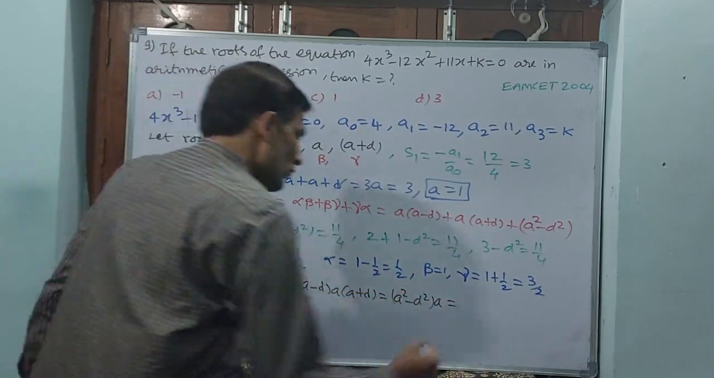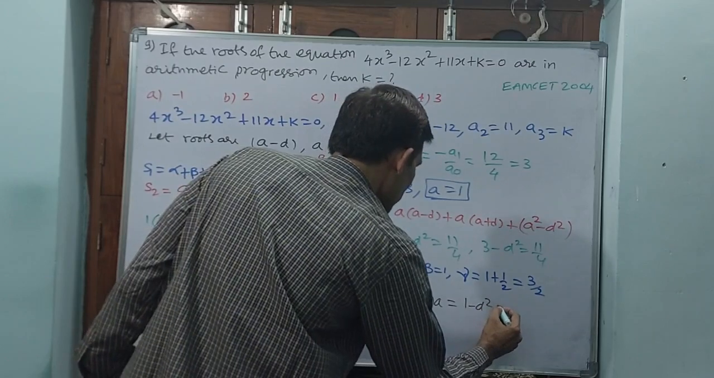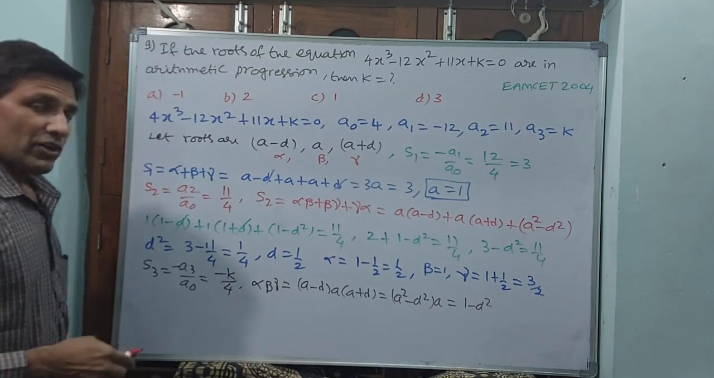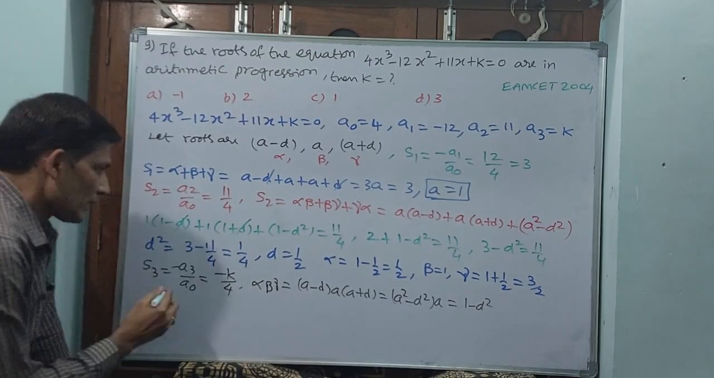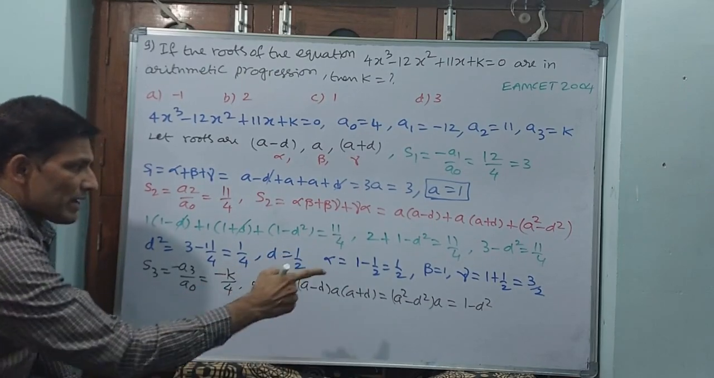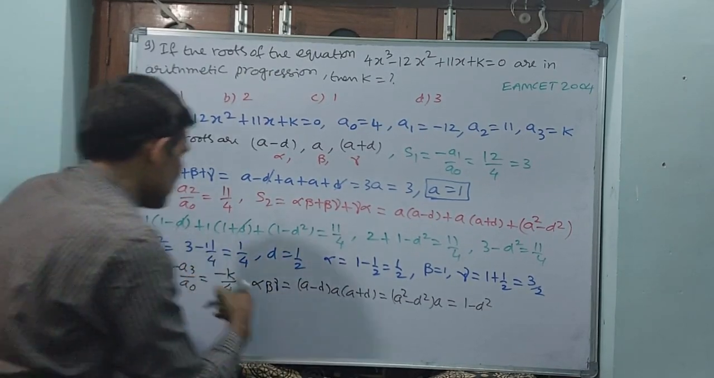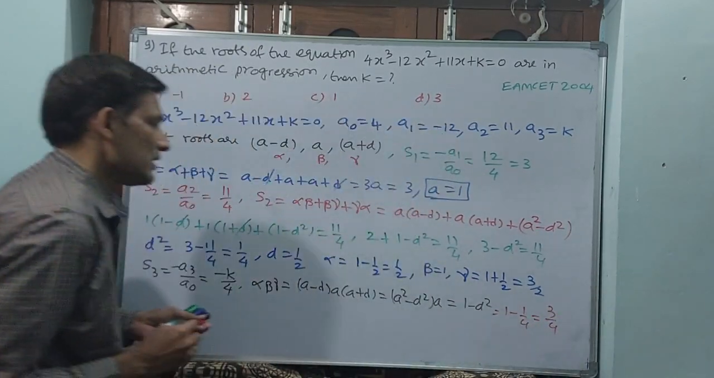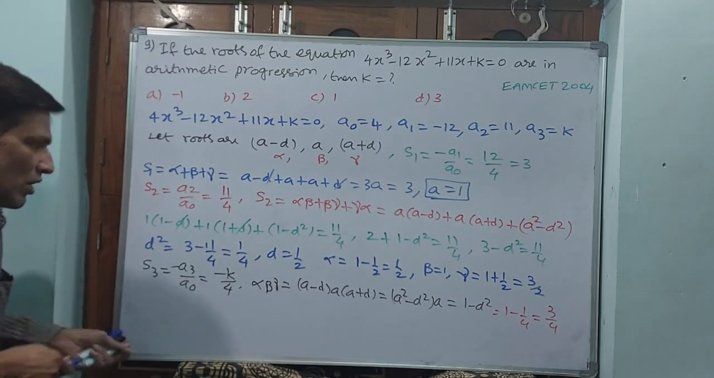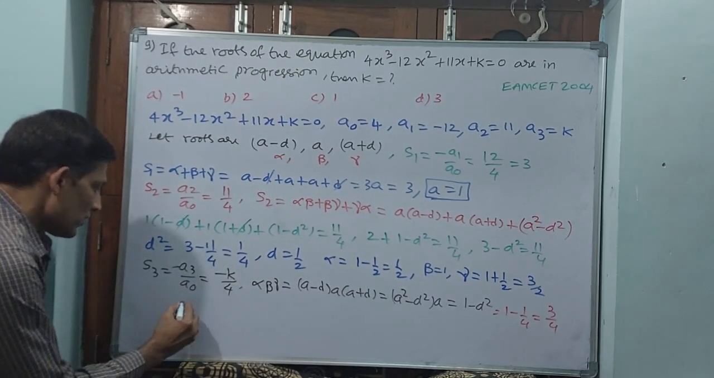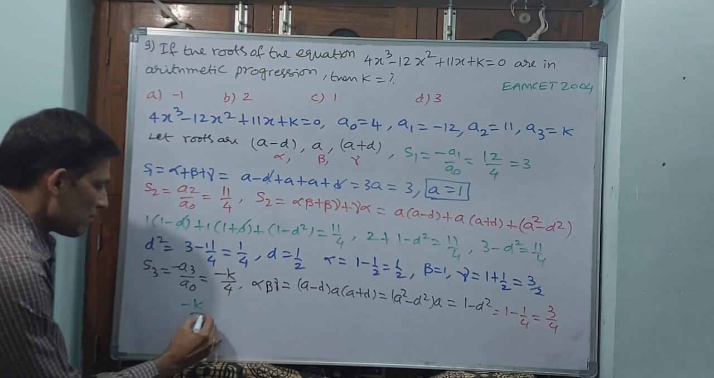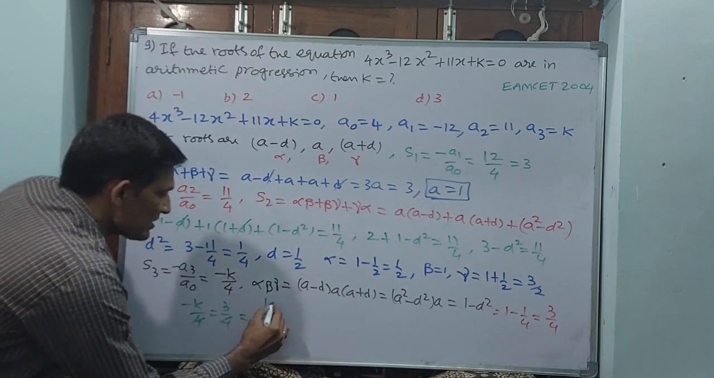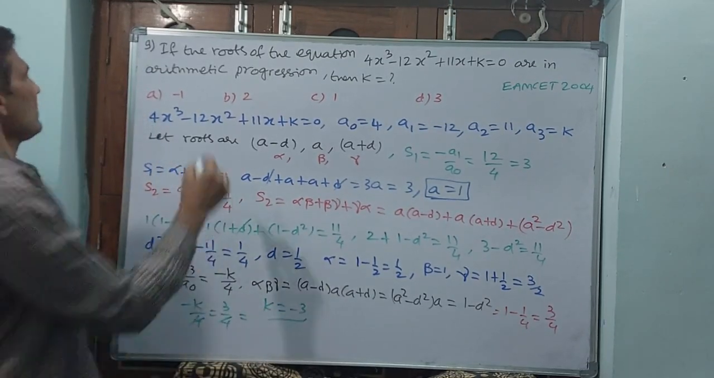That is equal to A value, you know, 1. 1 minus D square into 1. That means 1 minus D square, that's all. See, 1 minus D square is minus K by 4. D value I have got, don't forget it. D square value I have got 1 by 4. That means shall I write 1 minus 1 by 4? That is equal to 4 minus 1, 3 by 4. See, S3 value you have got 3 by 4. Minus K by 4 is equal to 3 by 4. 4 you cancel. See, minus K is 3, K means minus 3.